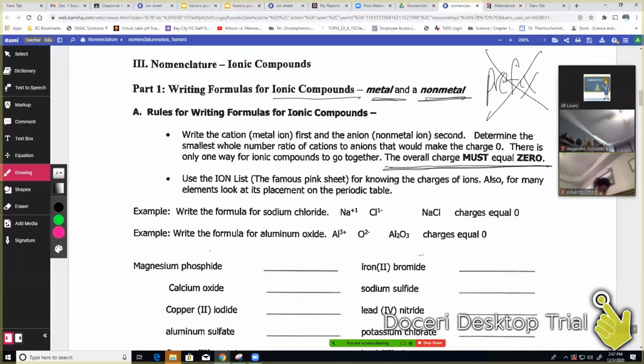So you'll be using your ion sheet for your charges. And of course, some of them we know just because of where they're placed on the periodic table. But if you notice, your ion sheet does line it up nicely. If it's in group 1, it's listed here, group 2, so it matches up with your representative elements. Then you have your transitions, and then you have your polyatomics.